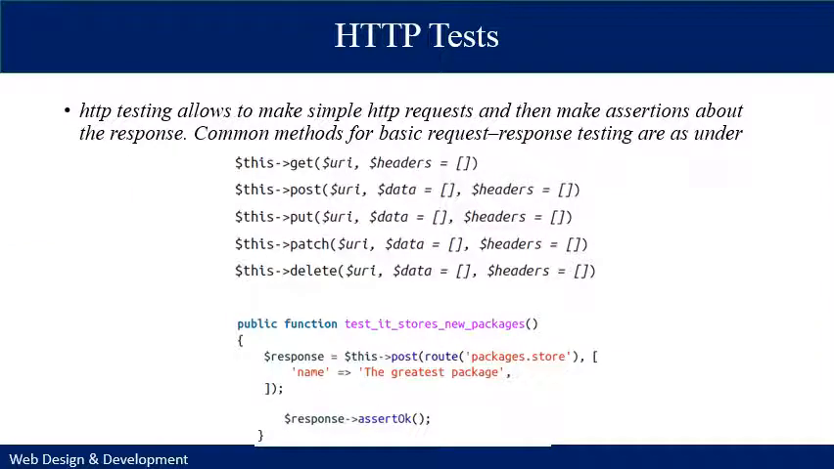HTTP testing allows you to make simple HTTP requests and then make assertions about the responses. Common methods for basic request-response testing are as follows. The first one is get, specifying the universal resource identifier along with headers, and optional data parameters are used with the post, put, patch and delete methods.